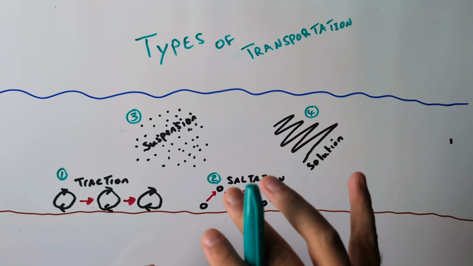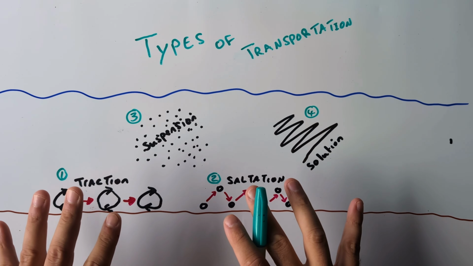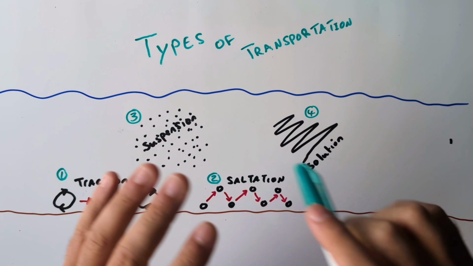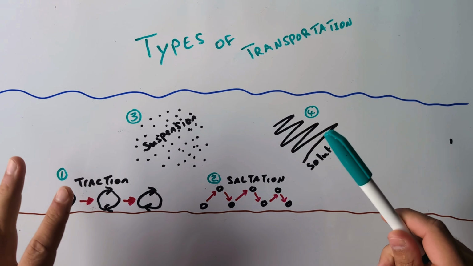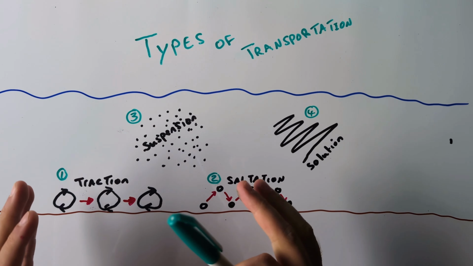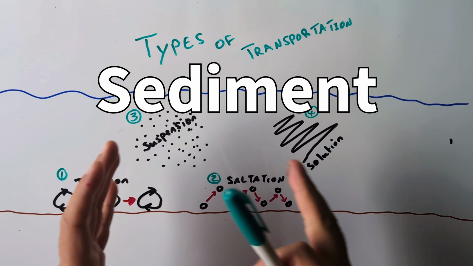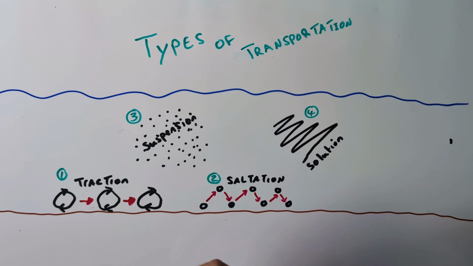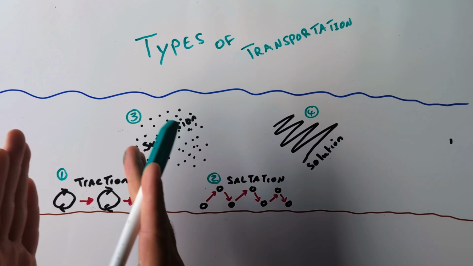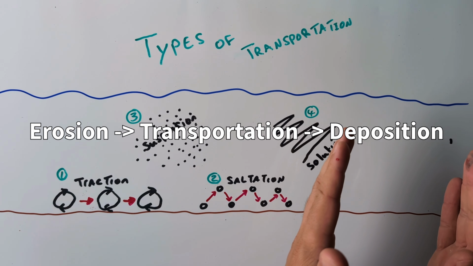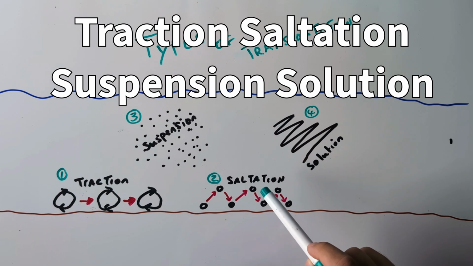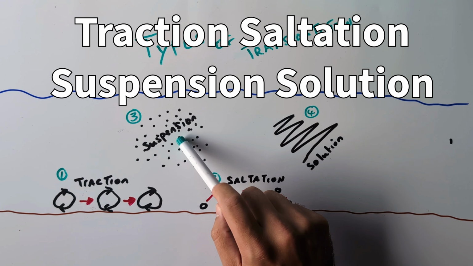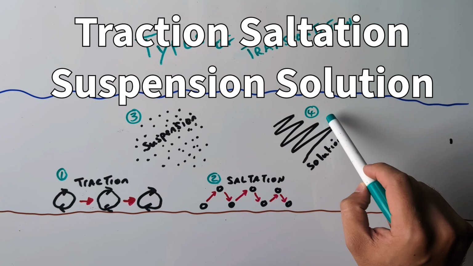Now, just before we get into this, there are 4 types of transportation, and they're the same in rivers and in our coasts. Okay, so what is transportation? Transportation is the movement of sediment from one location to another location. It's kind of the process that comes in between erosion and deposition. So, what are the 4 types of transportation? The first one is traction, then we have saltation, then we have suspension, and then we have solution.